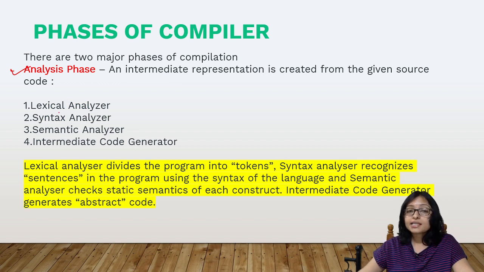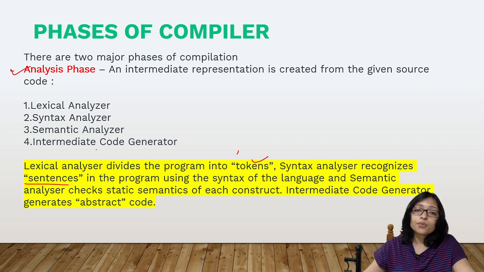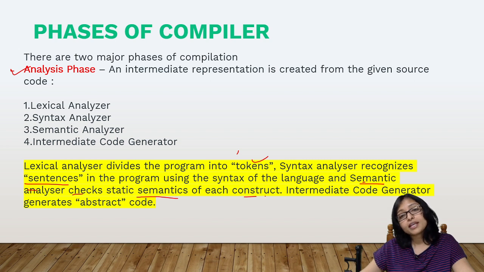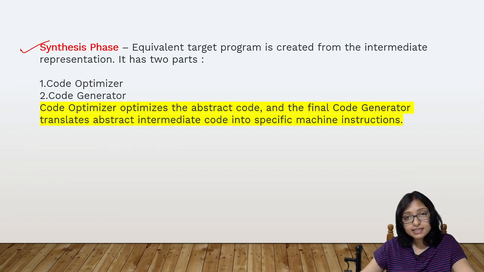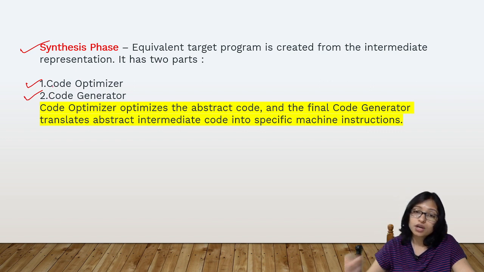Here lexical analysis divides the program into tokens, and syntax analysis recognizes the sentences of the program according to the syntax of the language. Then semantic means the meaning: it will go for the meaning. The semantic analyzer checks the static semantics of each construct, and the intermediate code generator generates the abstract code. I will come to each and every part in detail. After that, the synthesis phase has the code optimizer and code generator. The code optimizer works on the abstract code, and the final code comes from the code generator.